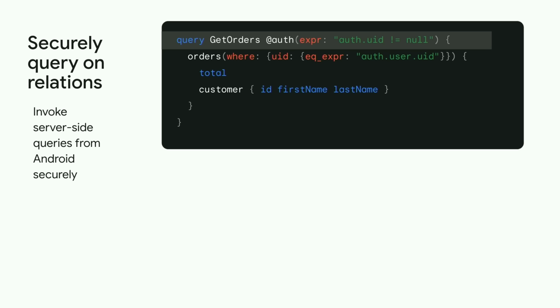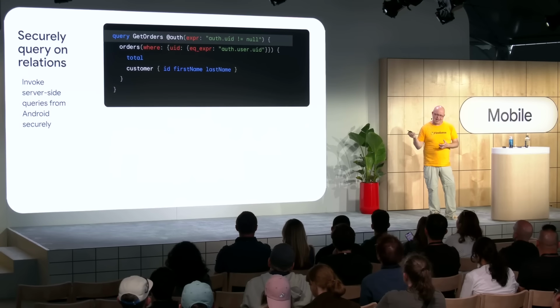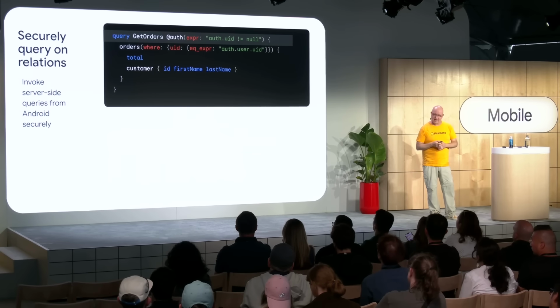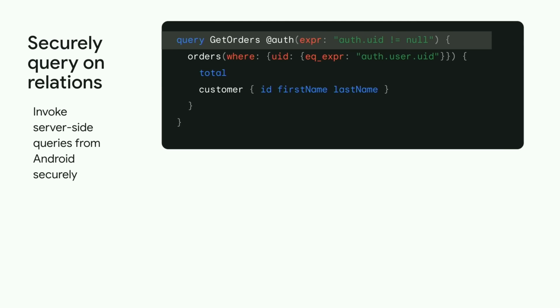It's now secure. One thing though, we don't want to just return all orders, right? We want to return just the orders for this user. So in that second line, we add a condition to the query saying, hey, only return the orders where the customer's user ID matches the ID of the signed in user.